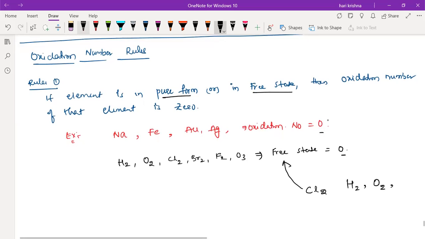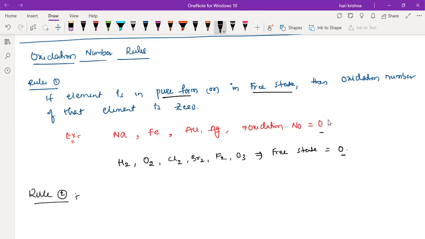Don't worry. Sir, can compounds be in the free state? Compounds are not in the free state actually. I'll tell you the rules. One by one we'll study, don't worry. Yes, sir. Second rule: the oxidation number of an ion.